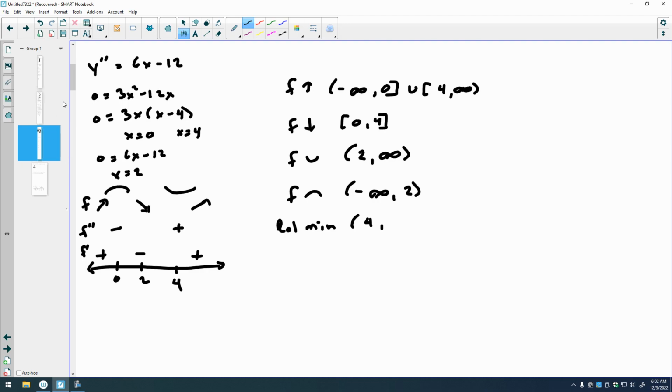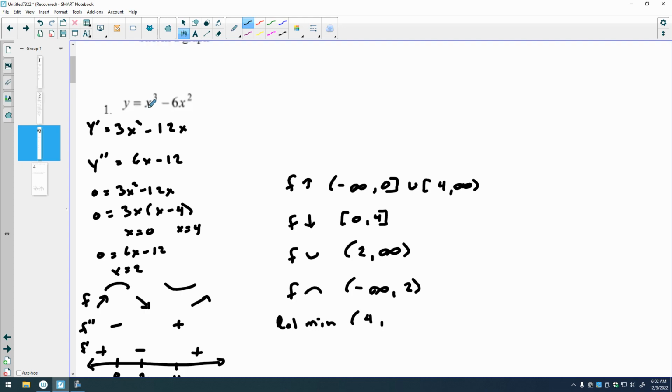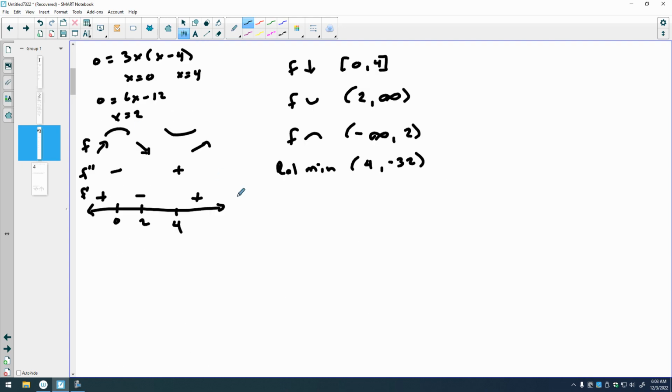And when I do that, where's my original function? Plug in 4 here, I get 64 minus 96, negative 32. And relative max would be at this point right here at x equals 0. When I plug in 0, I get 0. So my relative max is at 0, comma 0.